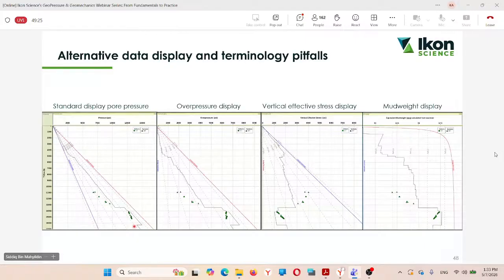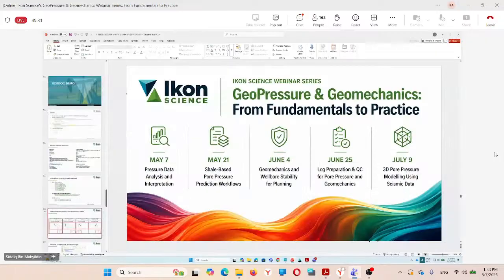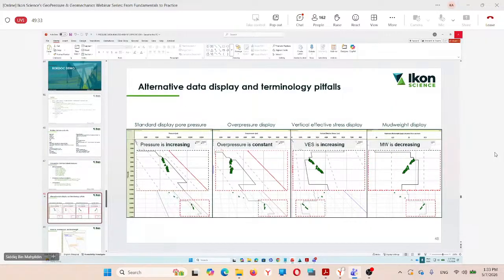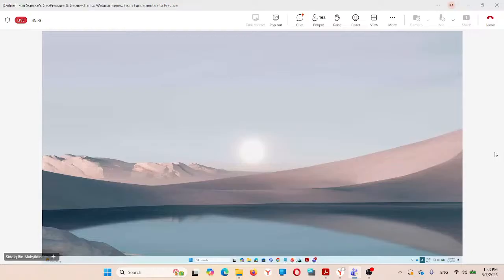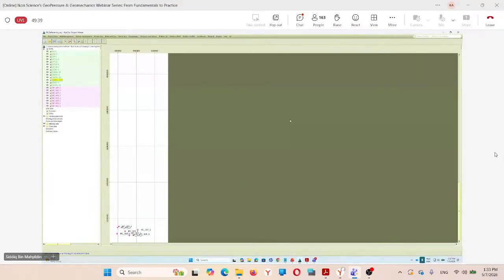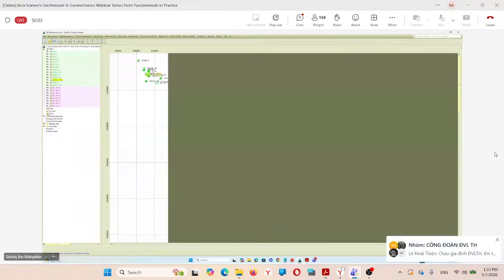Let's jump to RokDoc. Let me just skip this, and you should see my screen. I'll bring up my RokDoc. So this is RokDoc. If you haven't seen it, welcome to RokDoc. It's pretty straightforward. On the interface, you would see all of your wells data on your left side. If you have your seismic data, then it will be here as well. RokDoc has the capability to do 1D and 3D work in the same software, so you're not moving from one software to another. But we are just going to focus on the 1D part for the first few weeks.